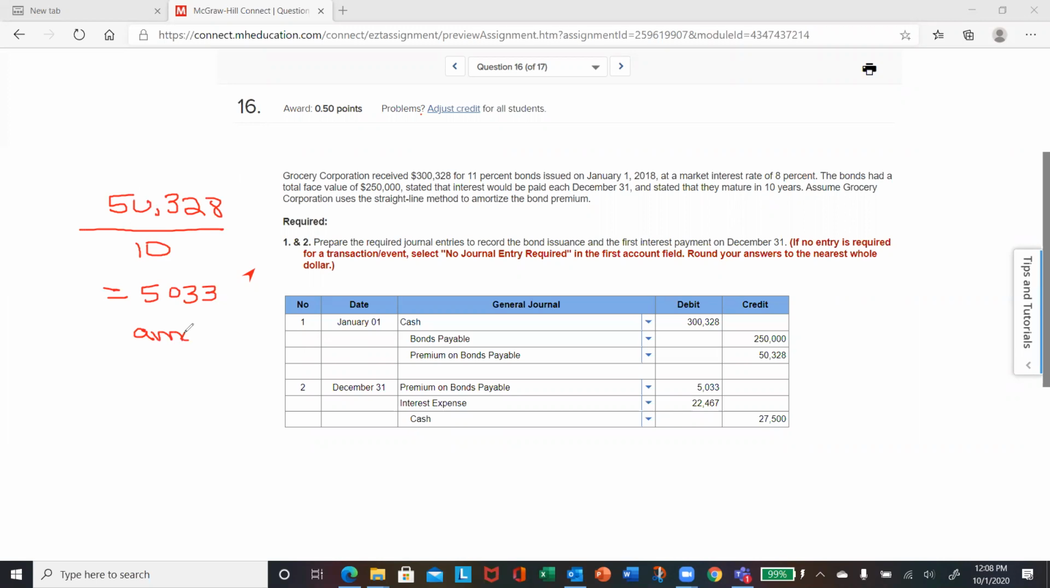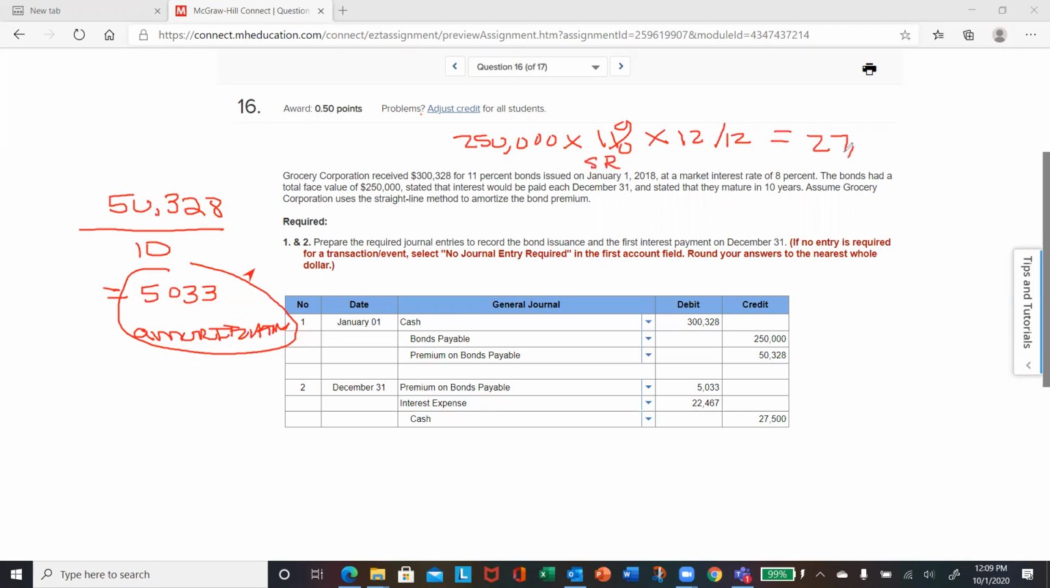Again, that's going to be your amortization on the bond premium. And typically you pair that amortization up every time you make an interest payment. Now, the interest payment will be the 250 face, multiply that by 11% times 12 over 12. So 11%, again, that's the stated rate on the bond. And that interest payment will be right at 27.5.